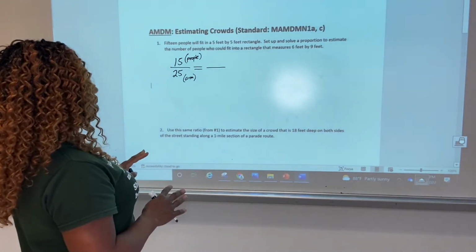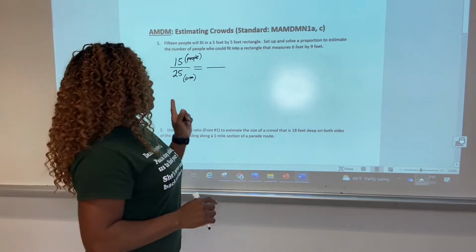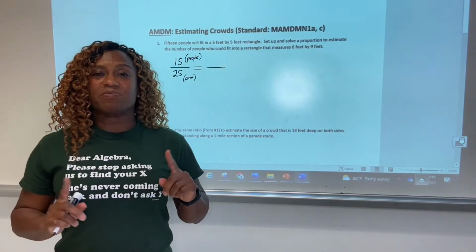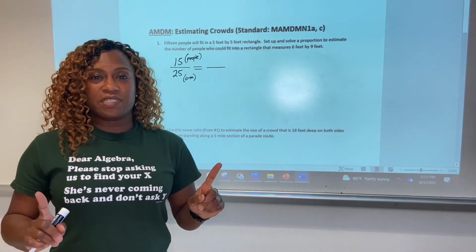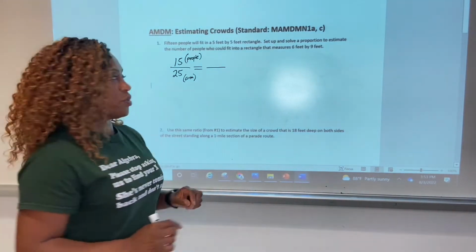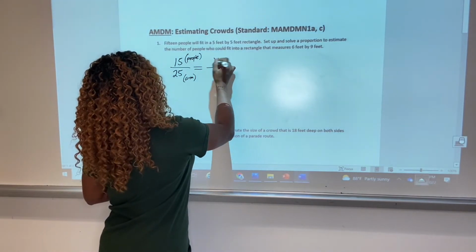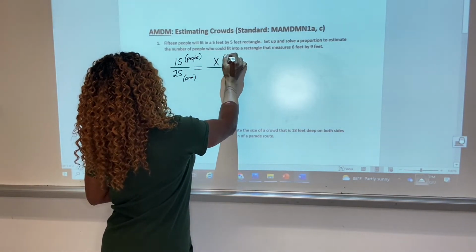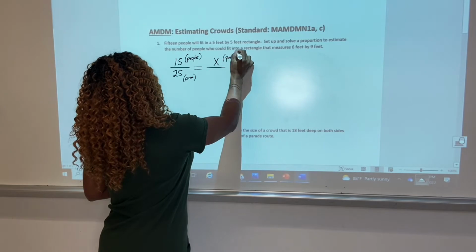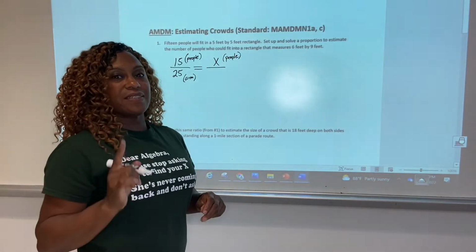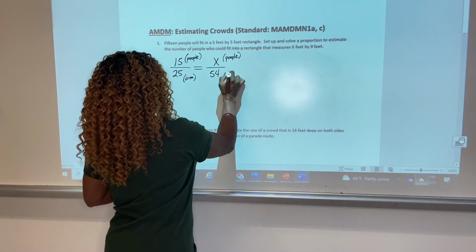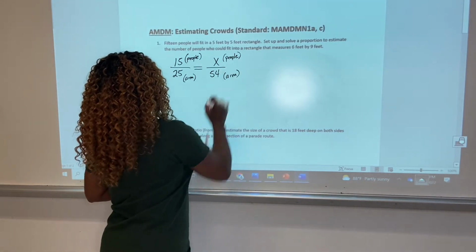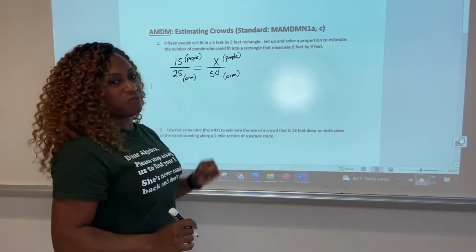How do we set that up? We're asked to estimate the number of people who would fit in a 6 by 9 foot rectangle. We don't know. That's where your unknown is. That's where your variable goes. So let's use X. So here we'll have X people, but we do know the area that they will fit in, a 6 by 9, which is 54 square feet. Notice our consistency, people over area, people over area.